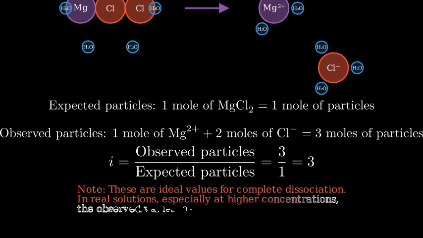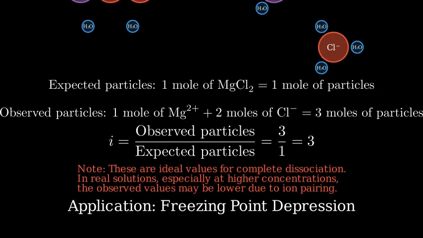Note that these are ideal values assuming complete dissociation. In real solutions, especially at higher concentrations, the observed Van't Hoff factor may be less than these theoretical values due to ion pairing. The Van't Hoff factor is crucial for accurately calculating colligative properties. Let's see how it affects the freezing point depression.